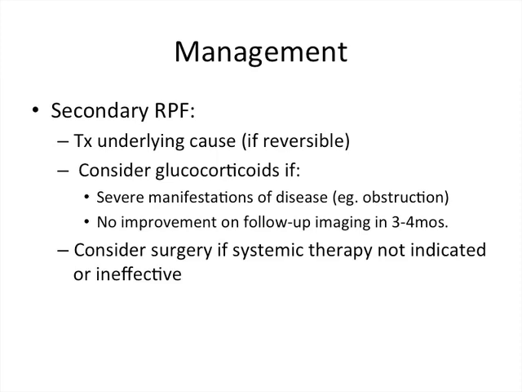In the case of secondary retroperitoneal fibrosis, the primary idea is to treat the underlying cause if this is reversible, such as removing a medication. And if this is the case, you should see a response within 6 to 8 weeks. Glucocorticoids should be considered if there are severe manifestations of the disease or if there's no improvement on follow-up imaging within 3 to 4 months. Surgery would also be indicated if systemic therapy is not indicated, or if it proves to be ineffective, or again, if endoscopic management to decompress is unsuccessful.